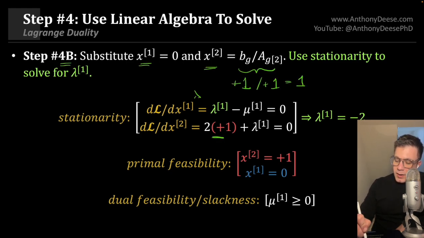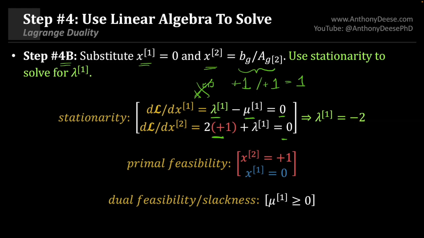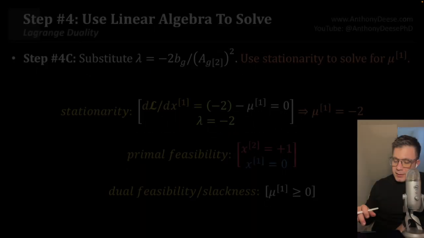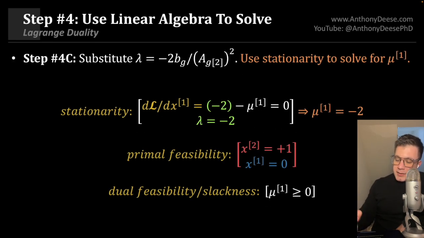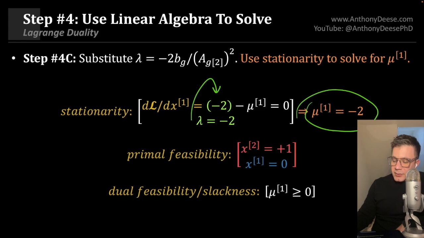So our x1 went away. We end up with lambda minus mu equals 0. We end up with 2 plus lambda equals 0. And so we use the second expression, this one right here, in order to generate our value of lambda. So if 2 plus lambda equals 0, that's the same as saying lambda equals negative 2. And then we could plug this into the first stationarity condition in order to get a value of mu1. So we take this value of lambda, plug it in up here. We end up with negative 2 minus mu1 equals 0, or mu1 is equal to negative 2.